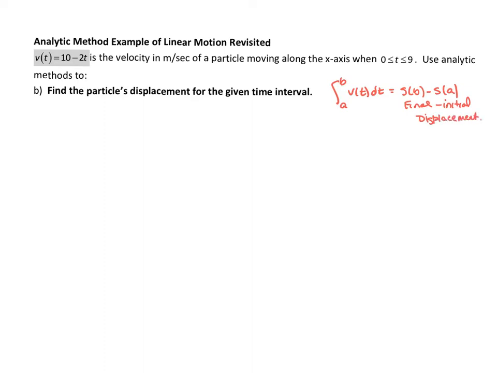So we're going to take the integral from 0 to 9 of 10 minus 2t dt to get the displacement. That'll be 10t minus t squared from 0 to 9. That'll be 90 minus 81 minus 0 minus 0. So our displacement will be 9 meters. That means the particle will be 9 meters to the right of where it started.